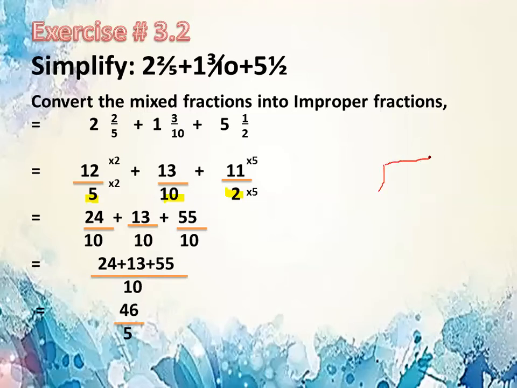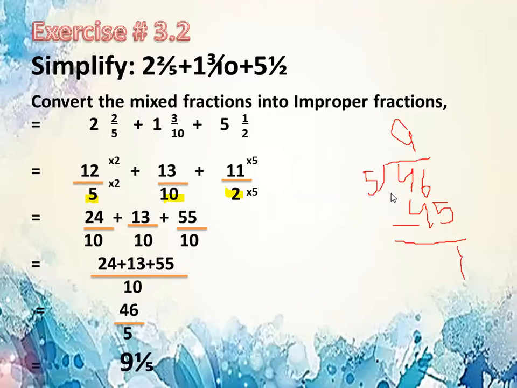So in the working column, you will convert this improper fraction into a mixed fraction. 5 multiplied by 9 is 45. After subtracting, I get 1 as a remainder. So my mixed number will become 9 whole 1 upon 5. 9 whole 1 upon 5 is the answer. So what you have to do is simply, first convert your mixed fractions into improper fractions, and then simply add.